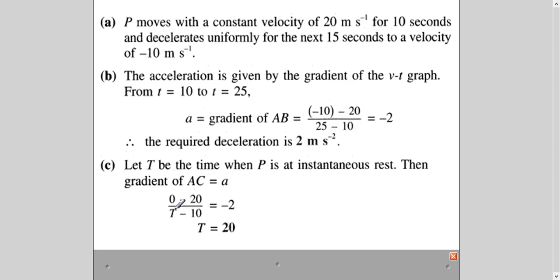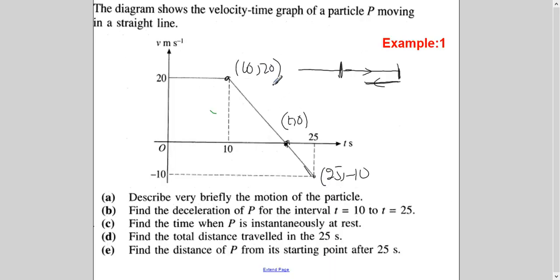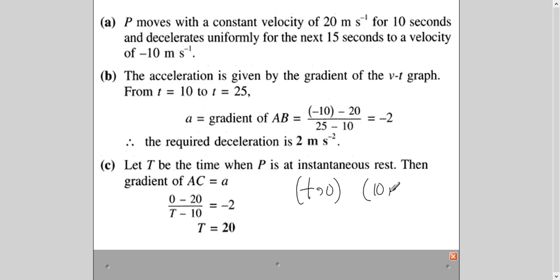Let's do it here. -2 equals (0 - 20) divided by (t - 10). How did I get it? Because my one point was t, 0. Another point they have used is 10, 20. Right? And we know the gradient of the line is -2. So we are just applying the gradient formula again to find out the value of t. I have used capital T here. You can use whatever you like.